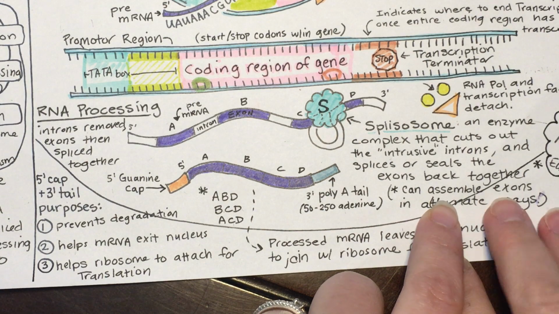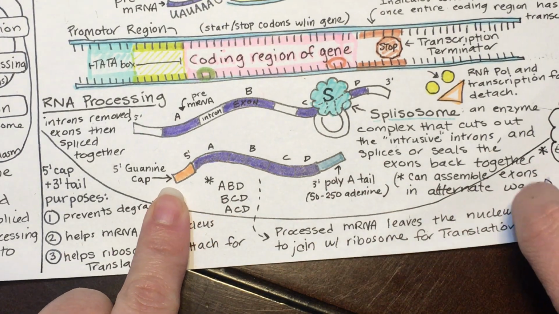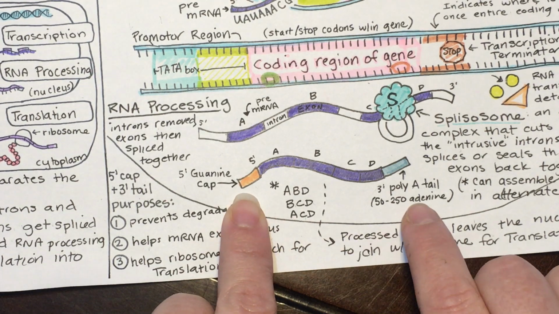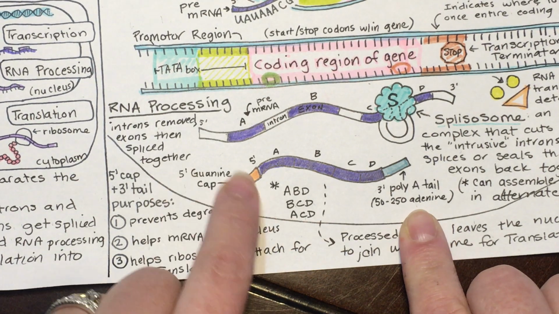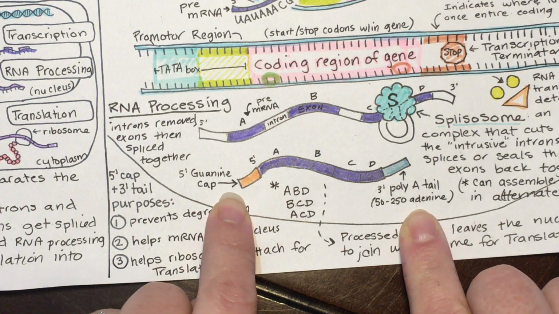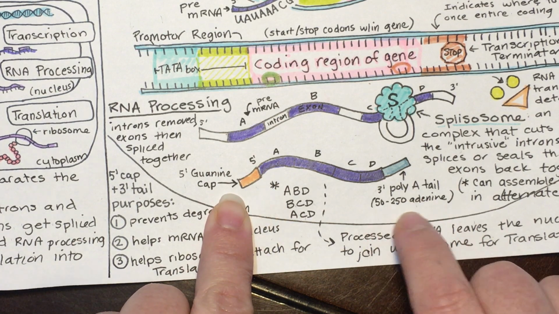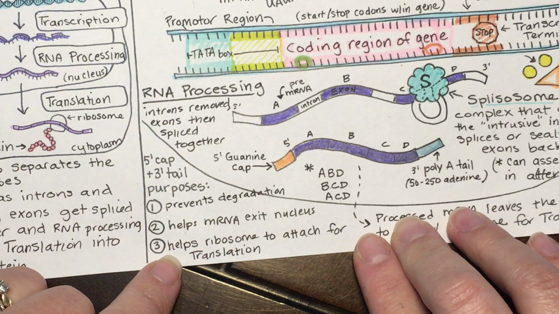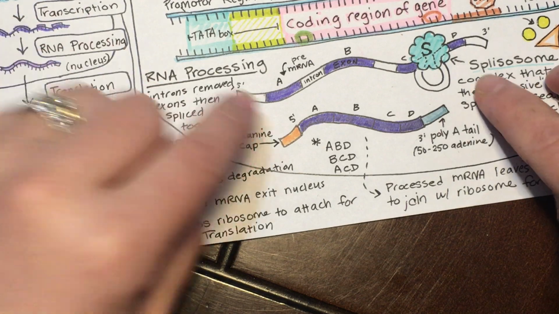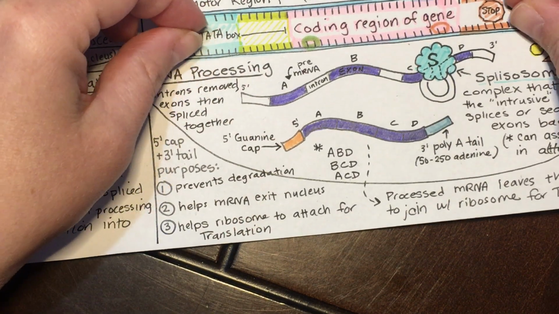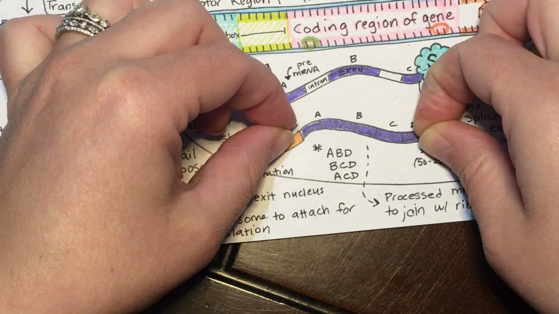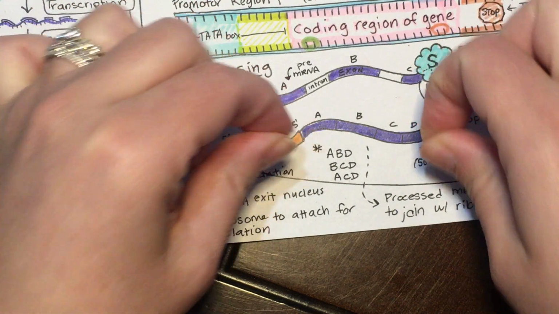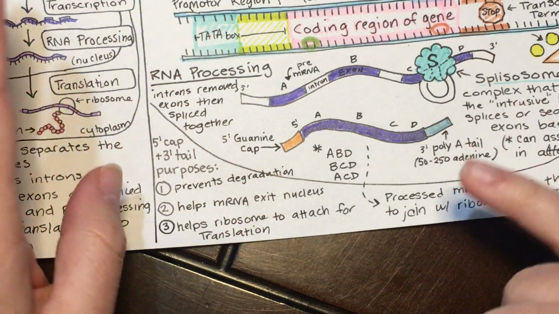So spliceosome's doing its work. There's two more pieces to RNA processing, and that is the 5' guanine cap and the 3' poly A tail. Guanine being a couple of guanines up here at the beginning, and poly A being about 50 to 250 adenines at the end. The purposes of these I have on the side. It's preventing degradation. You've just truncated and snipped all this together, and you kind of want to put some filler on the ends just in case anything chews up or molecules get bumped off on the ends.